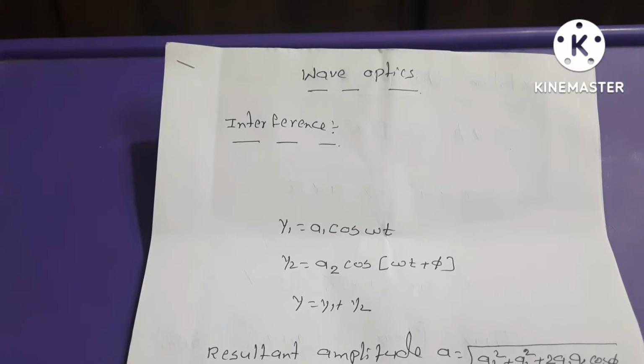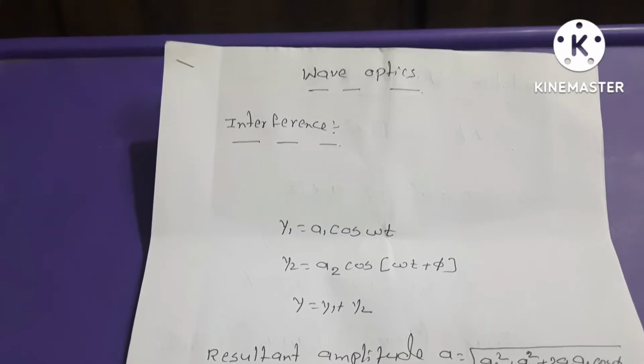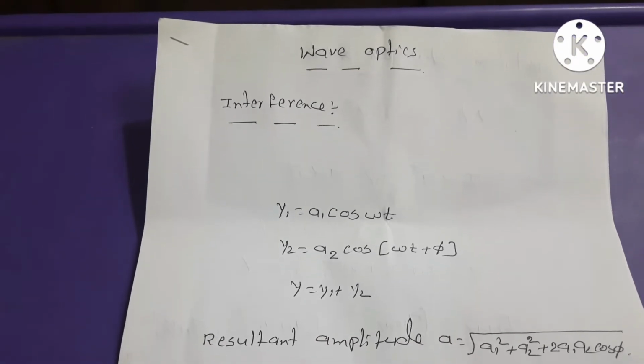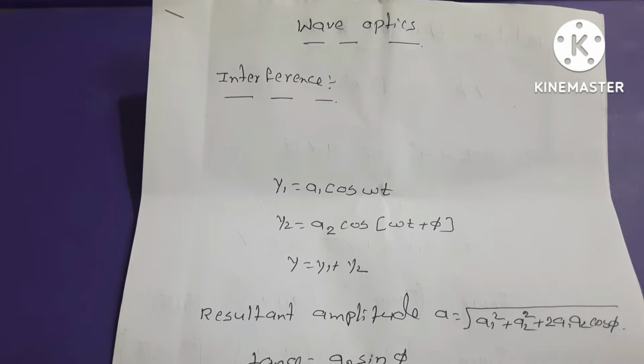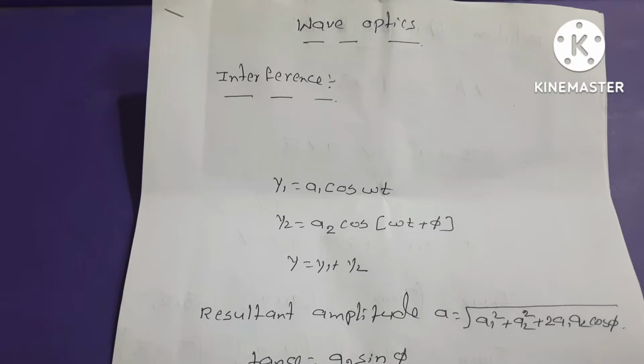When we go through the formulas, the first thing is interference. What is interference? When two light waves with a constant phase difference and the same frequency propagate and superimpose, they give alternate bright and dark bands. That is called interference.